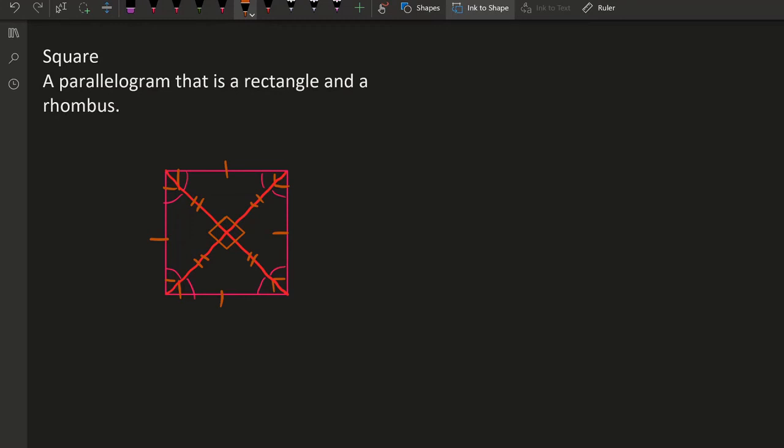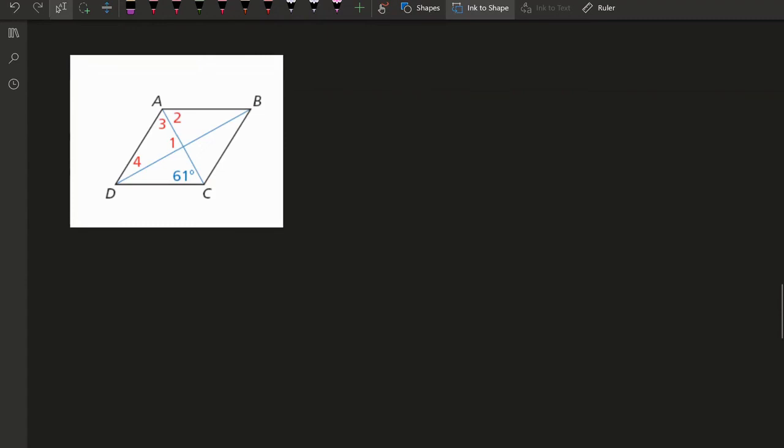So basically we don't need to add a special definition of a square. All you need to know is that all of the properties of parallelogram, rectangle, and rhombus all apply to a square. So let's do a few examples. Let's solve for all of these given that this parallelogram is a rhombus.